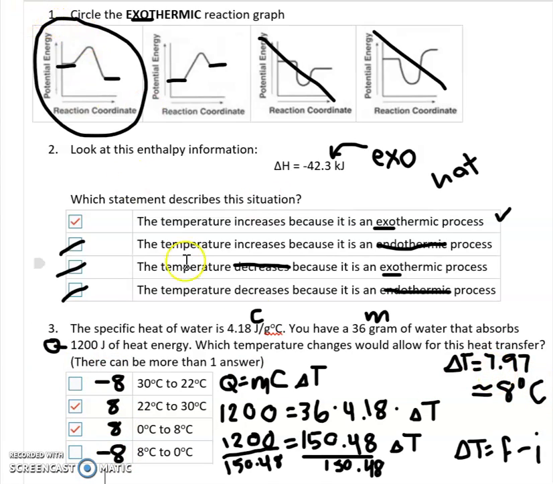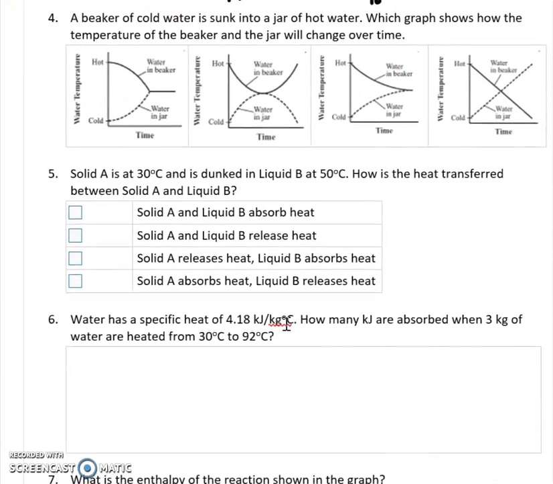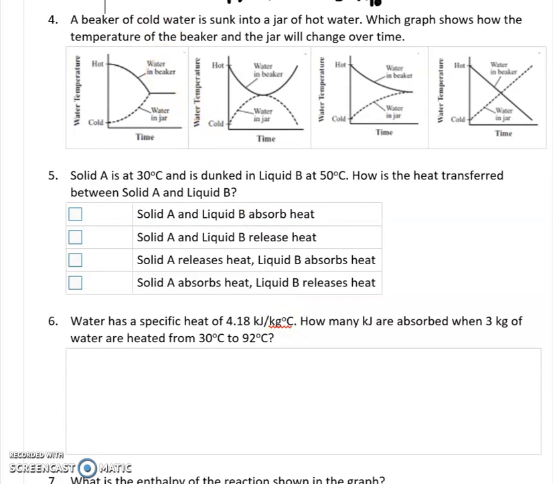All right, let's move on up. Number 4. So number 4 is telling me that a beaker of cold water is sunk into a jar of hot water. So I got cold water beaker, hot water jar.